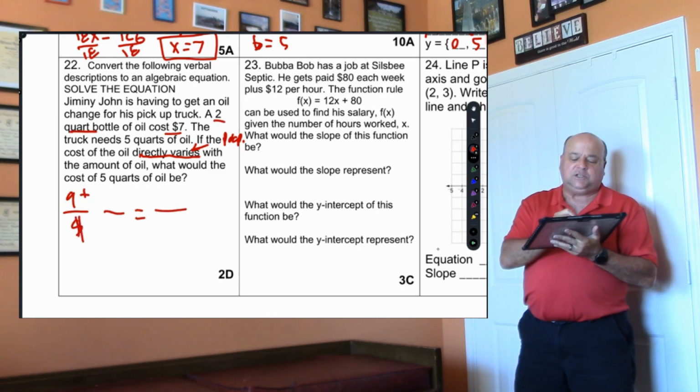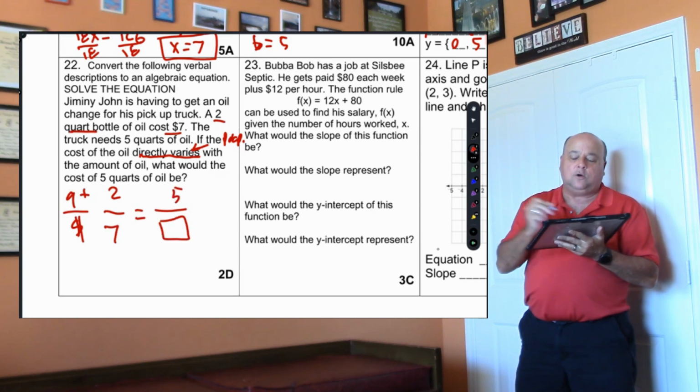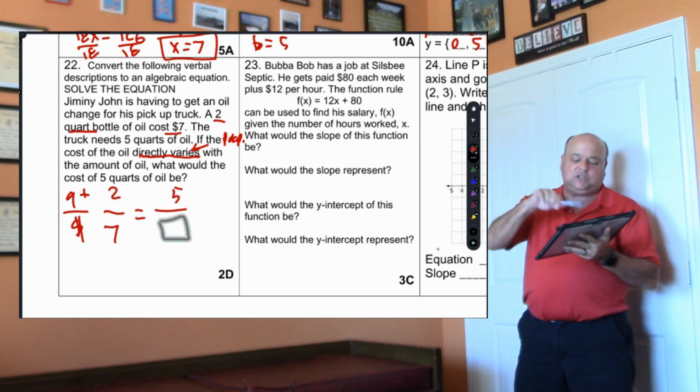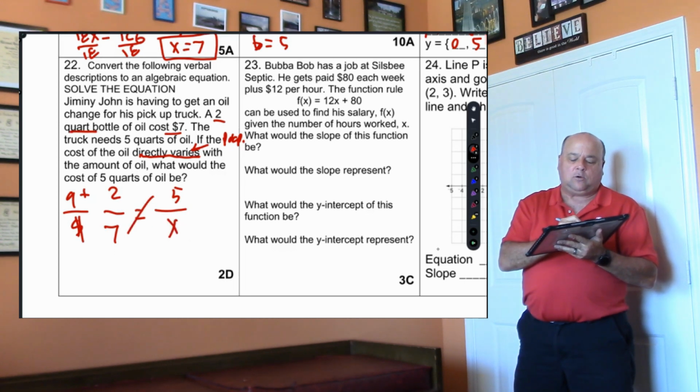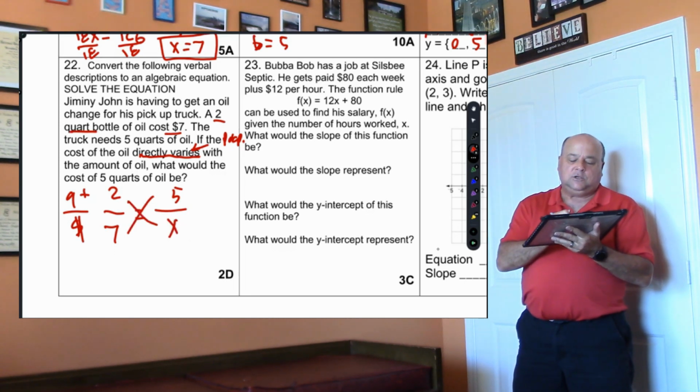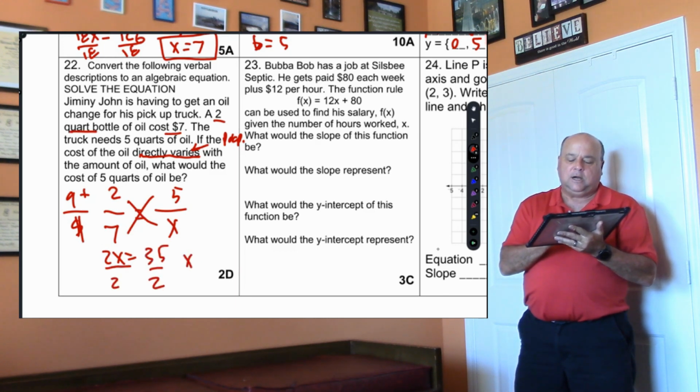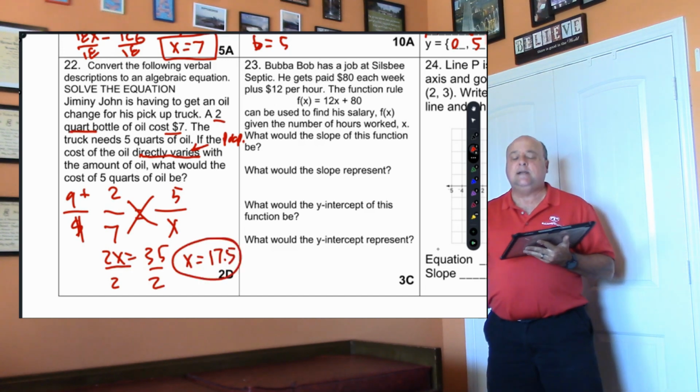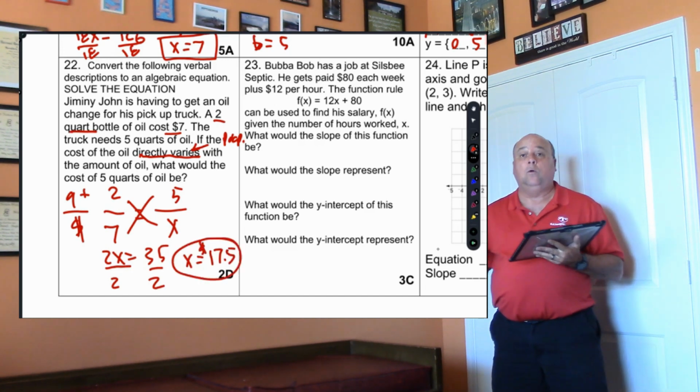So our first fraction is going to have 2 quarts cost $7. We need 5 quarts. We don't know how much money that is, so let's just put that as x. We're going to cross multiply and solve this. So 2 times x is 2x. 7 times 5 is 35. Divided by 2, you're going to get x equals 17.5. So it costs $17.50 for all the oil.